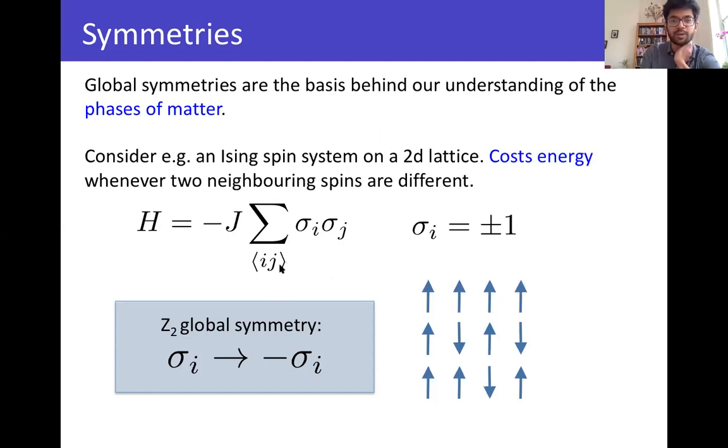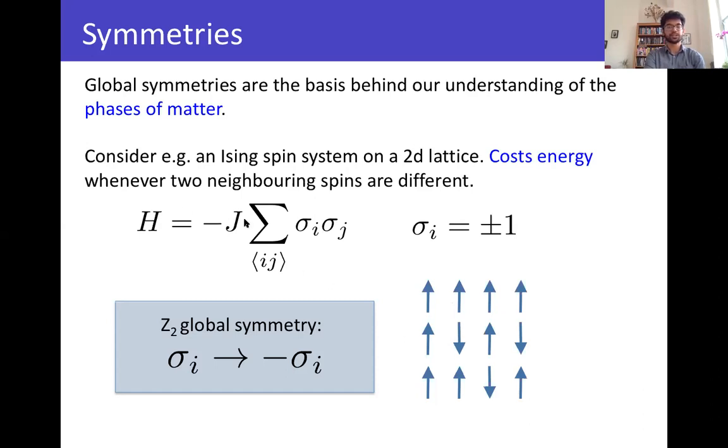This sum over angle bracket ij says sum over all of the bonds connecting two neighboring spins. And what this means is every time the two spins across a bond disagree, that costs energy. That is what that means. So for example, if we were evaluating the Hamiltonian on this spin configuration, I would sum over this bond and these two spins agree, and that does not cost as much energy as when the two spins disagree.